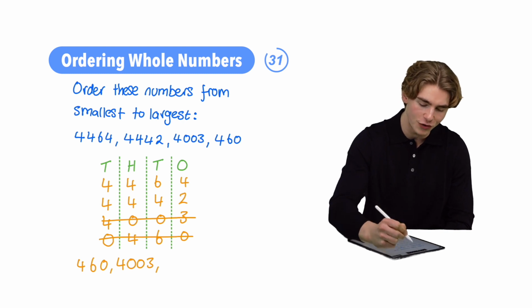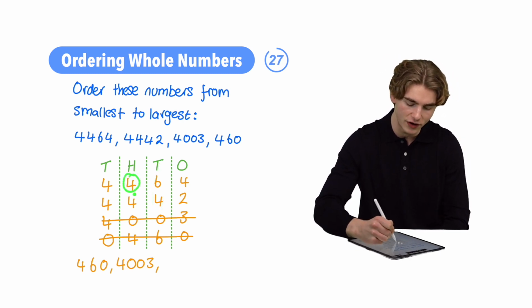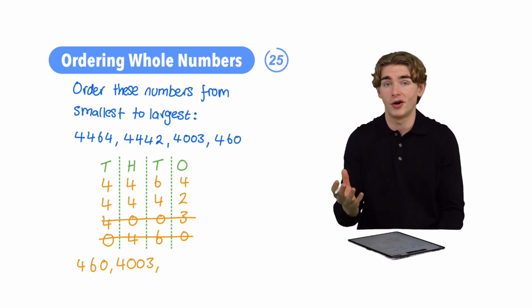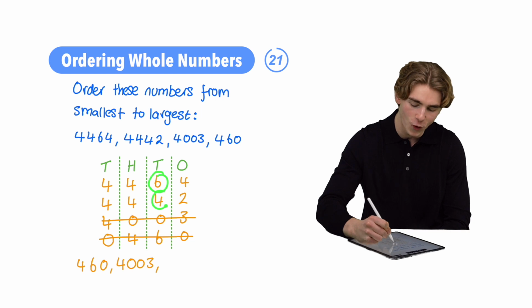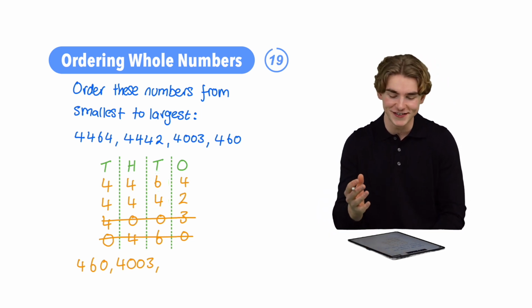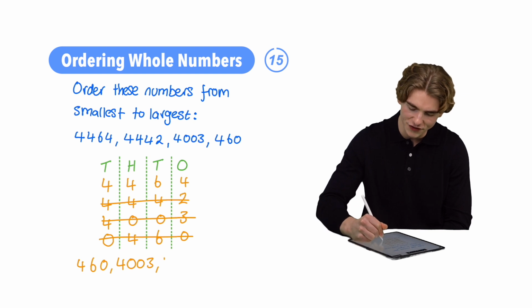Now, moving on to our next column, the tens. Why? Because we have a 4 and a 4 in the hundreds column, the same number, so we can't tell which is smaller. Looking at our tens, we see that we have a 6 and a 4. 4 is smaller than 6, so that's going to be our next smallest number, 4,442. Let's write that in and cross it out.